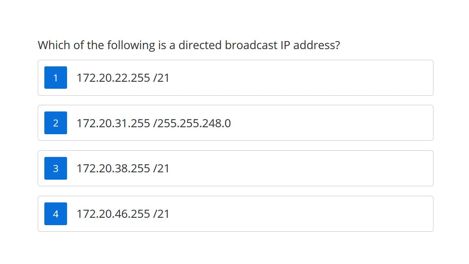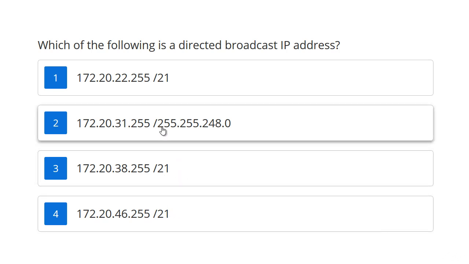Which of the following is a directed broadcast IP address? With this question, there are a couple points here. They're all based on the original Class B network ID 172.20, each one of them. At least 3 of them are using a prefix of /21.